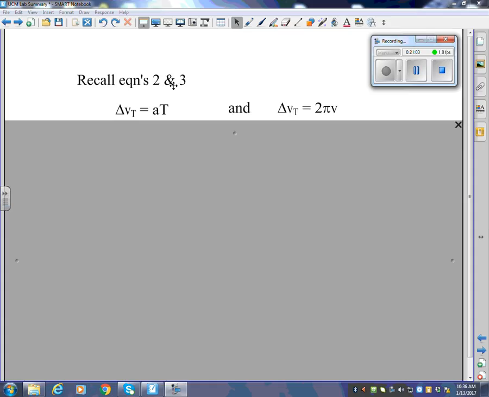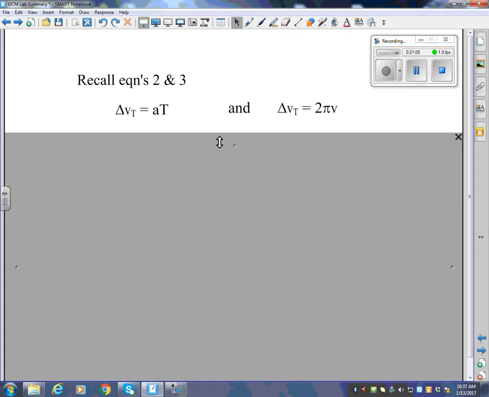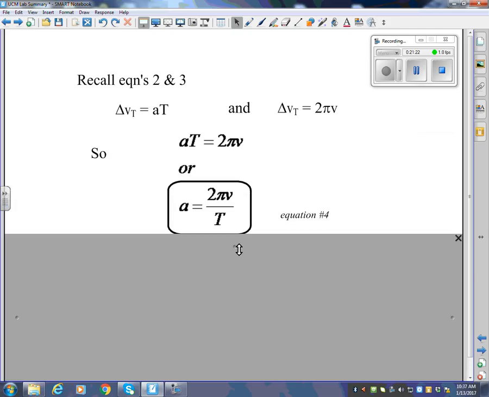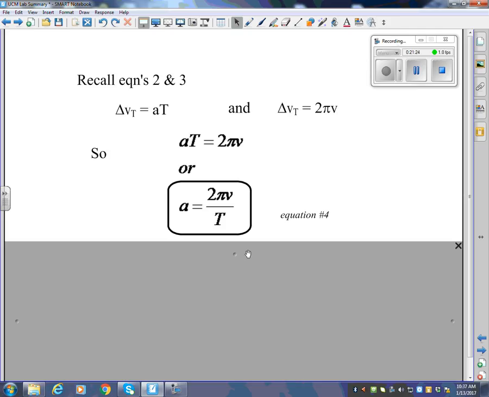Recall equations 2 and 3, which were delta Vt is equal to At and delta Vt is equal to 2 pi V. What can I do? At is equal to 2 pi V. Mash them together. Or you can rewrite it as A is equal to 2 pi V over T, and we're going to call that saved equation number 4.